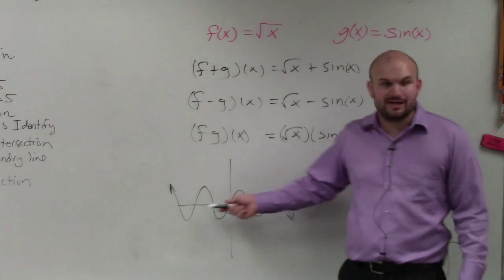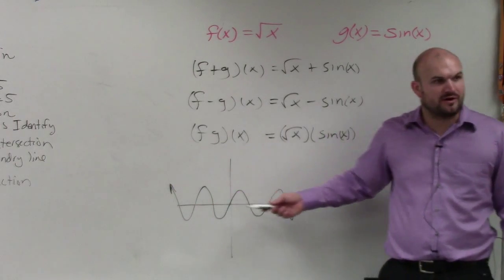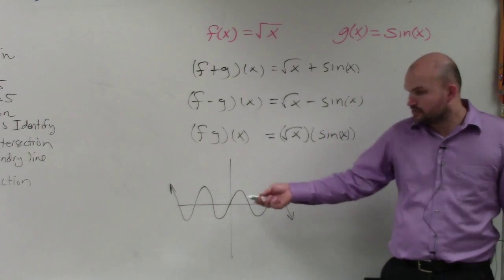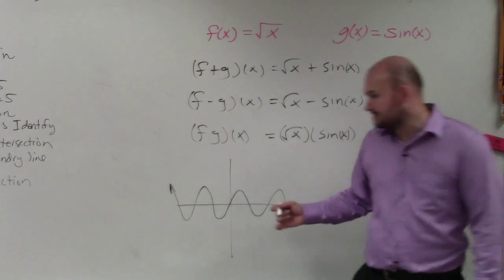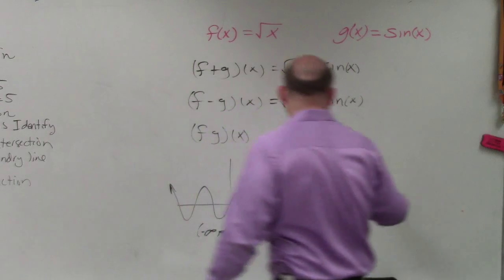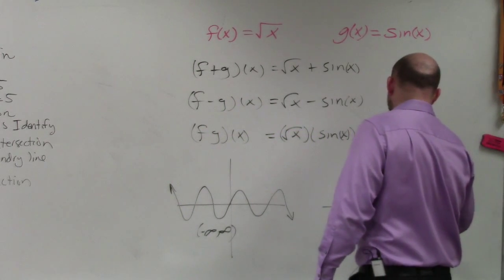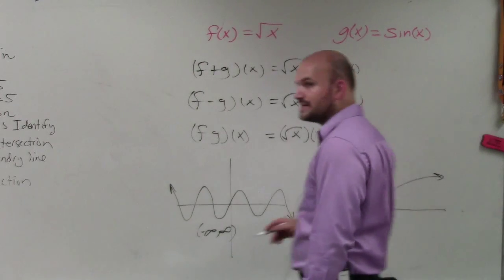Is there any discontinuities or any numbers that you can see that the graph would not be a part of for x? No. So the domain for sine is all real numbers. But let's look at, what about radical square root of x? If you guys remember, that graph looks like this.